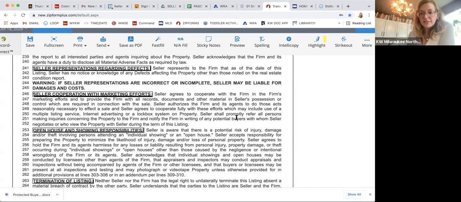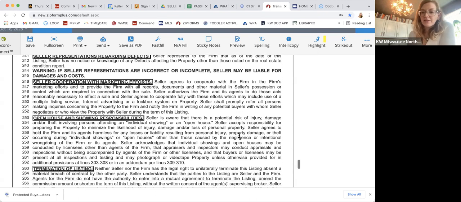Seller's representation regarding defects. Seller represents to the firm that as of the date of this listing, seller has no notice or knowledge of any defects affecting the property other than those noted on the real estate condition report. And this is a big, good old warning to the seller. If seller representations are incorrect or incomplete, seller may be liable for damages and costs. So just another opportunity for you guys to really stress how important it is for sellers to disclose everything that they know about the property.